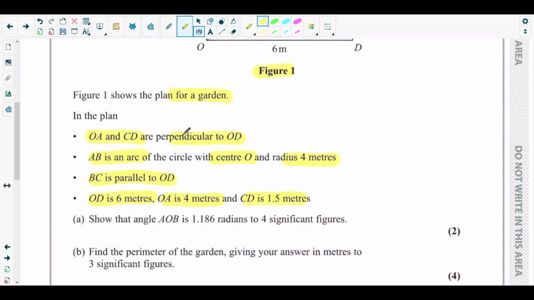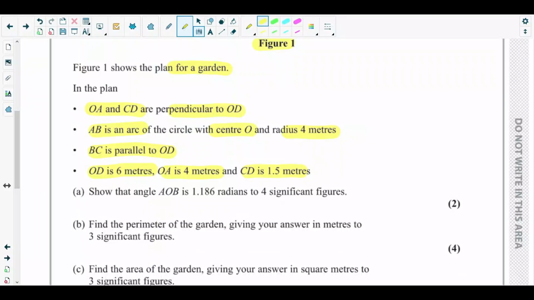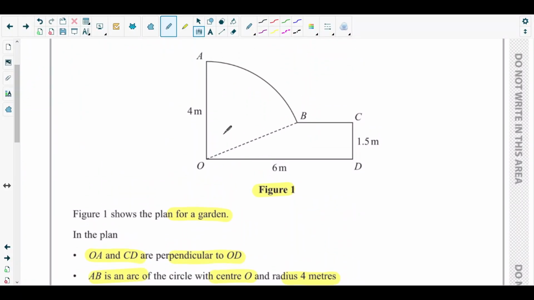So, part A is asking to show that angle AOB is 1.186 radians to 4 significant figures. Angle AOB, which one is that? This is the angle AOB. Can we figure it out using the sector? We only know the radius, so it's not possible.